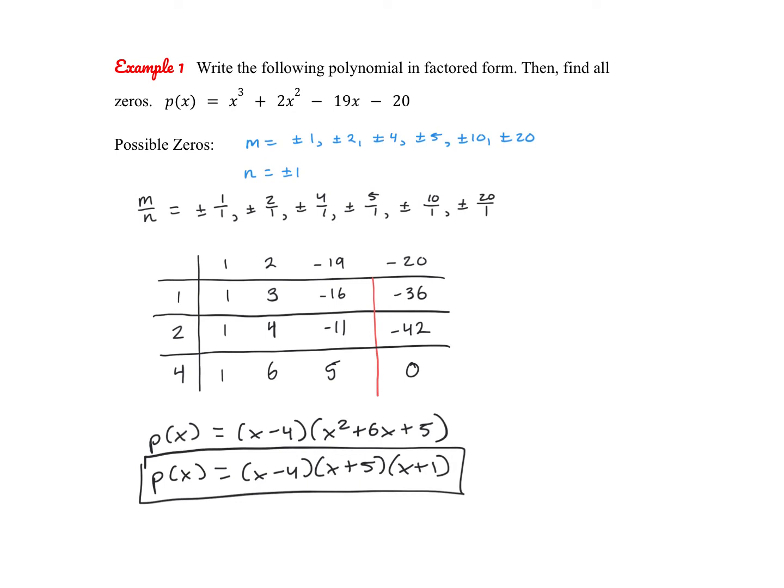And now we can use that to find all the zeros. So if you did zero product property, you'd get x equals 4, negative 5, and negative 1. So those would be our solutions.